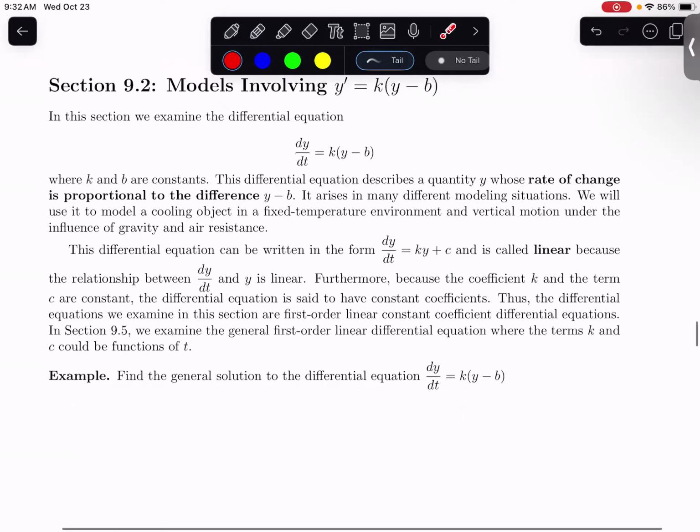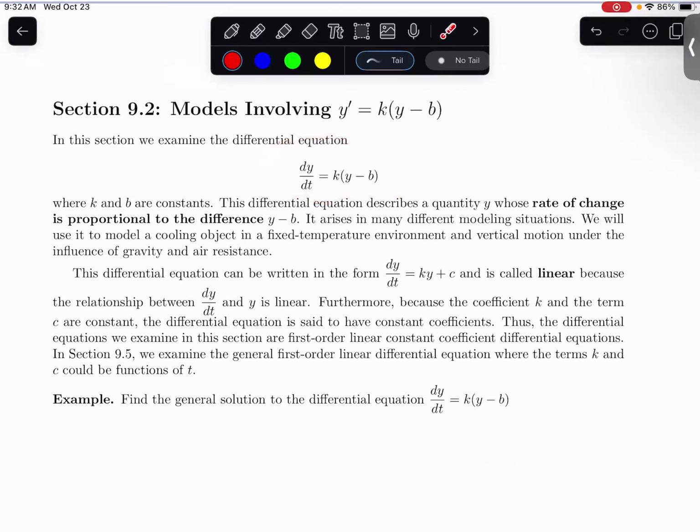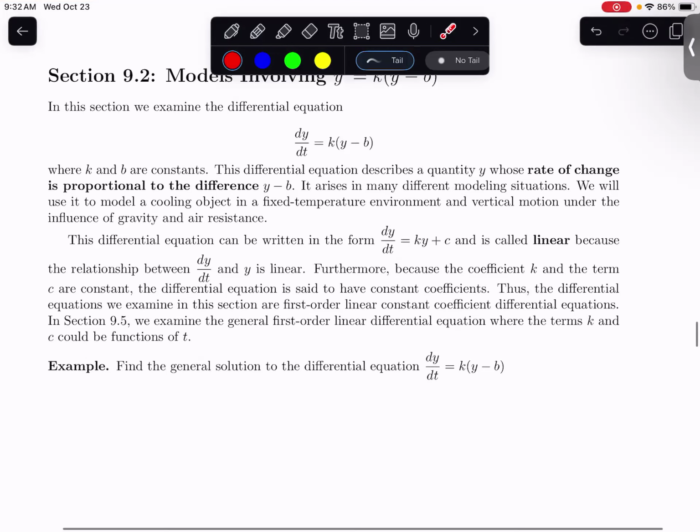But we're looking at this in particular because this actually models some really important differential equations. We'll be looking at the heat equation later on, throughout most of this chapter, which is a really important kind of differential equation in physics. And then it also models vertical motion involving gravity and air resistance.